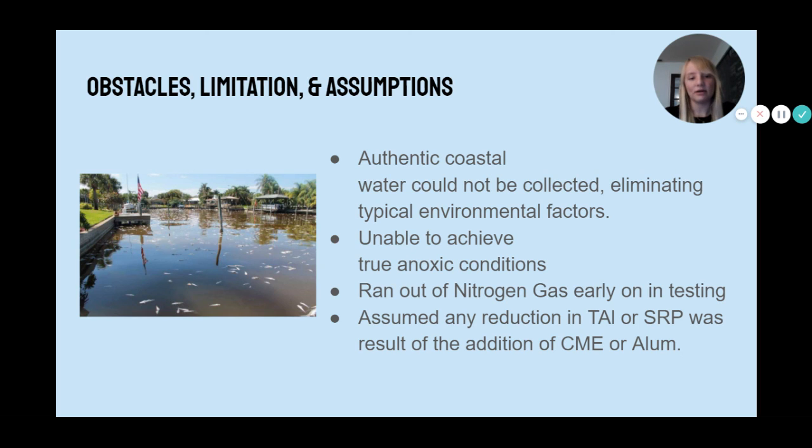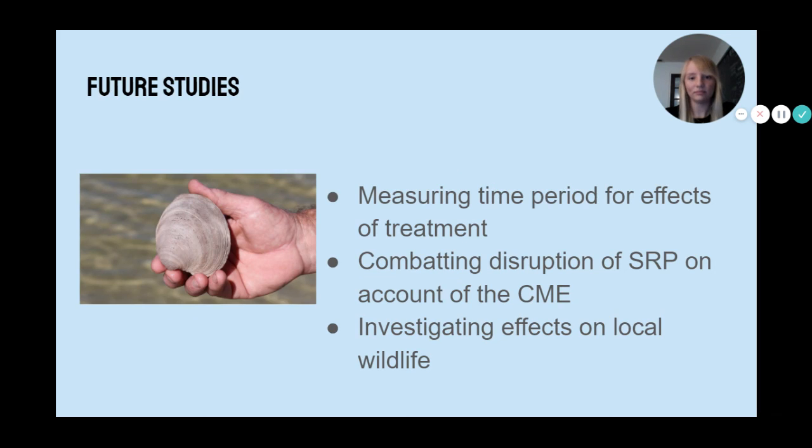Another obstacle that was encountered was the lack of nitrogen gas near the beginning of testing before trials were conducted, which extended testing time by a month in order to get a new tank. For testing itself, it was assumed that any changes in TAL or SRP content was the result of addition of CME or alum. In the future, the project could be extended into areas to investigate the time the residual effects of the treatment last and how to combat the disruption of SRP reduction on account of the CME.